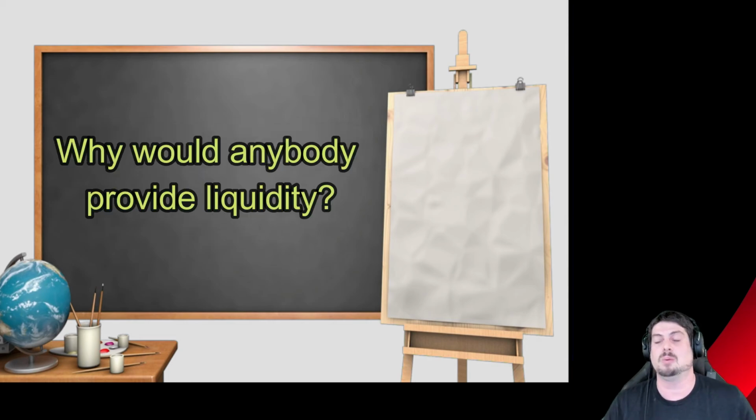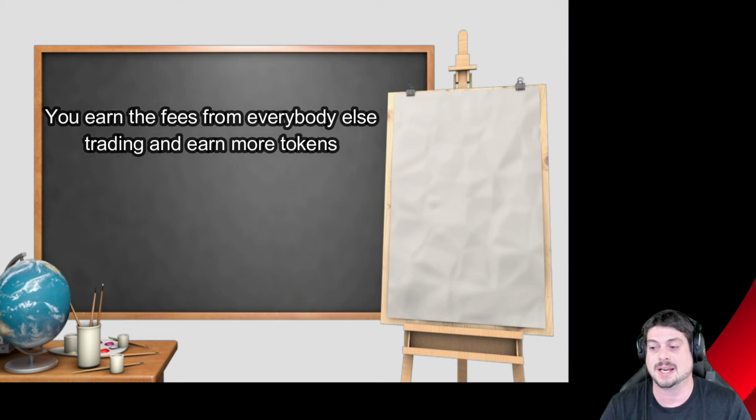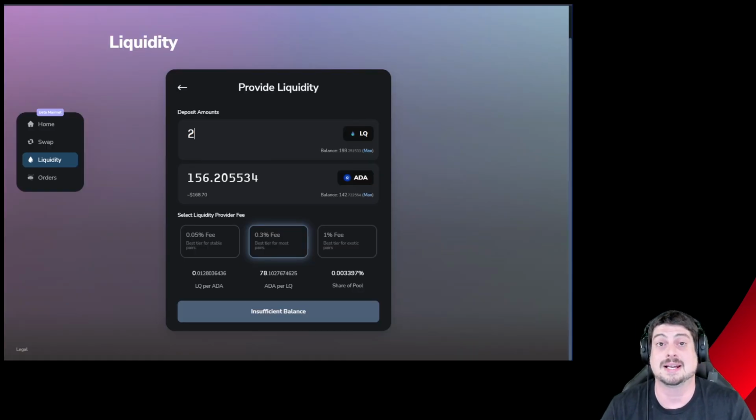So why would anybody want to provide liquidity? Well, you earn the fees from everybody else trading and earn more tokens, and most of the time this risk is offset normally with rewards in DEX governance tokens like SundaeSwap tokens. It's still an active trade and something you need to monitor very closely.